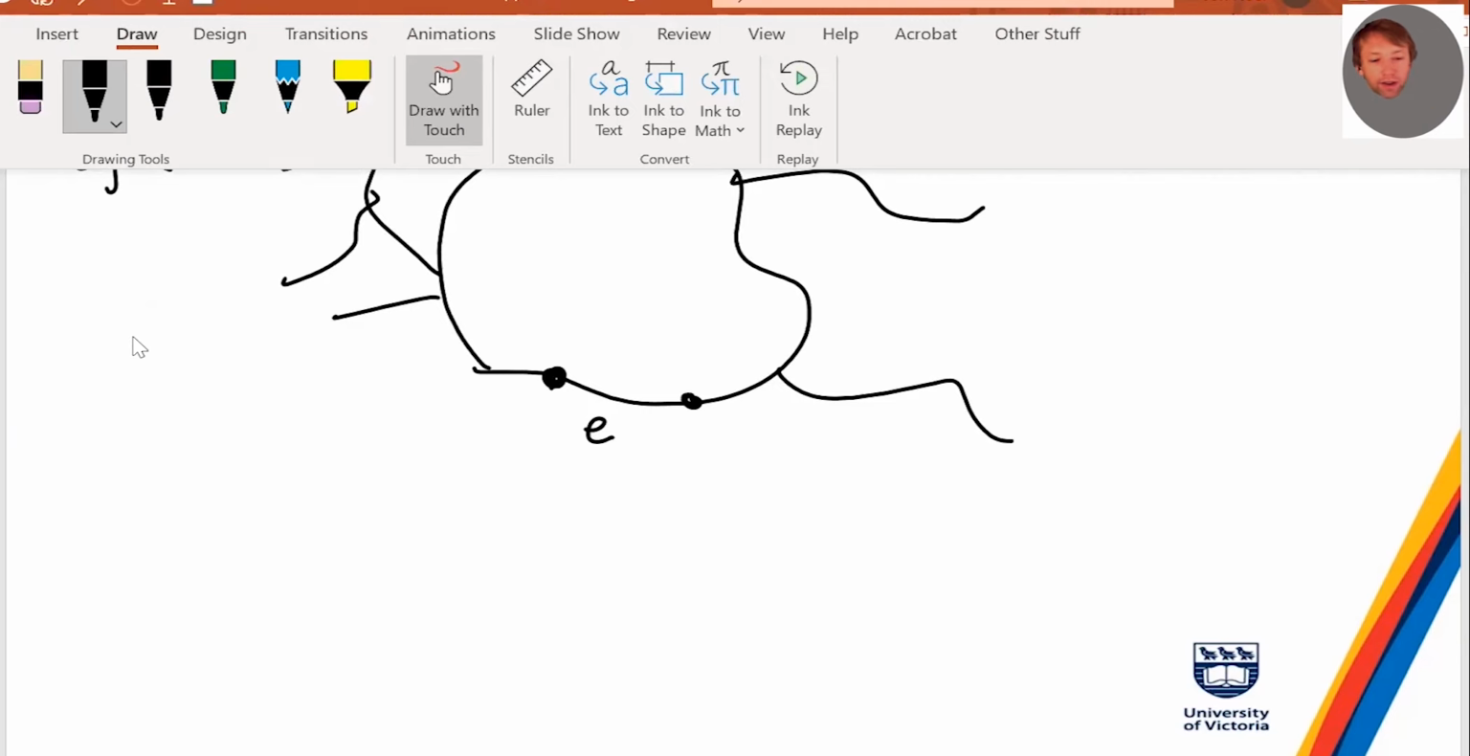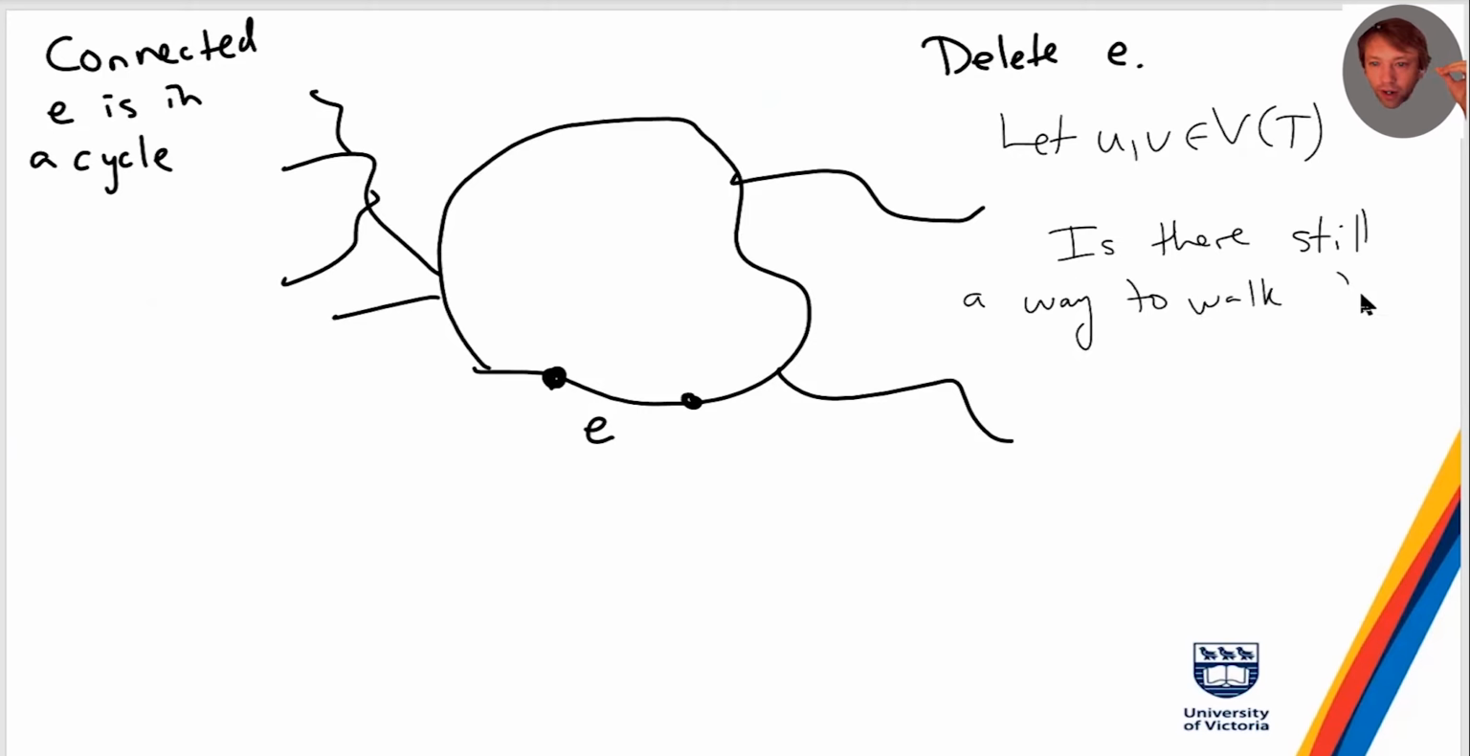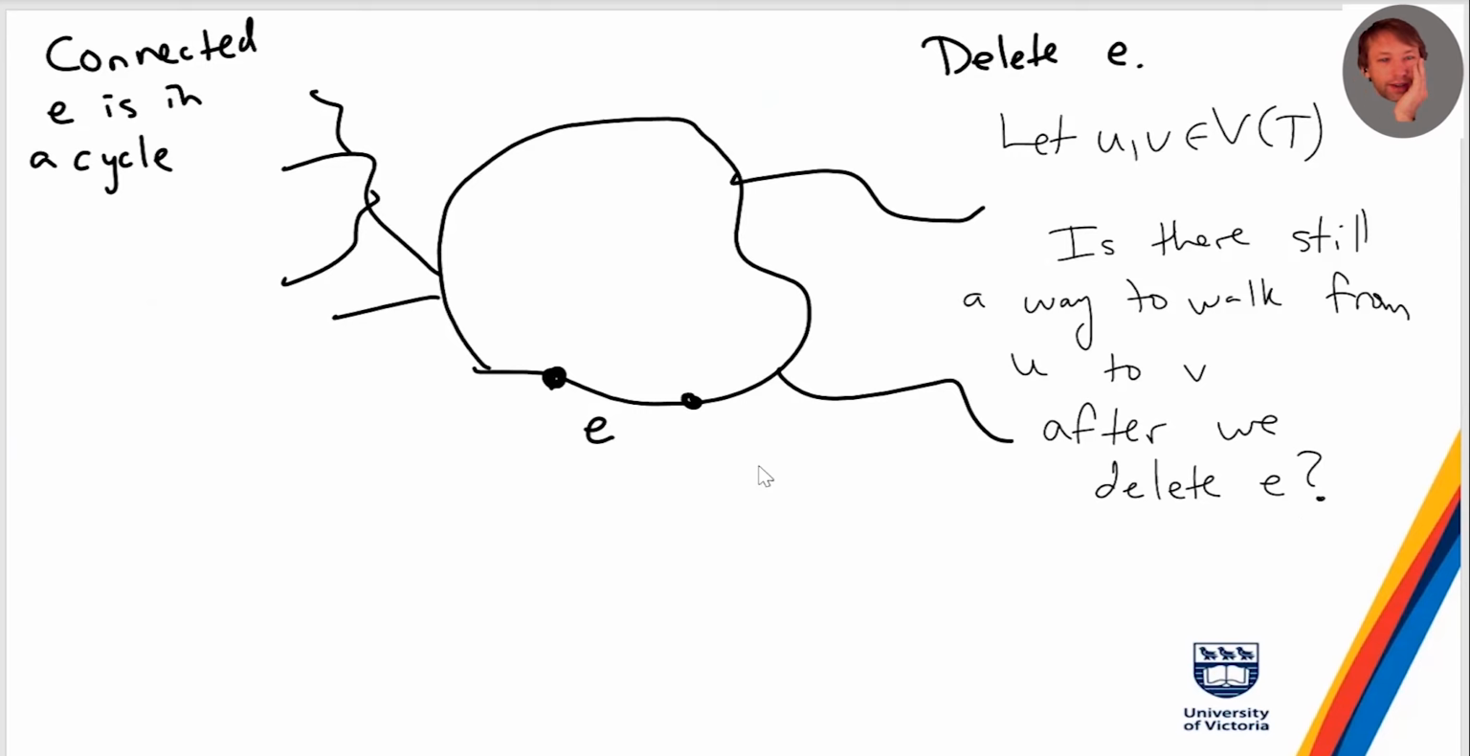And now let U and V be any vertices of this graph T. And I want to say that the graph is still connected. So my question is, is there still a way to walk from U to V after we delete the edge E? And if so, why? I'm not sure whether this should be obvious or not, but the answer in the chat, the answer of yes, is correct.